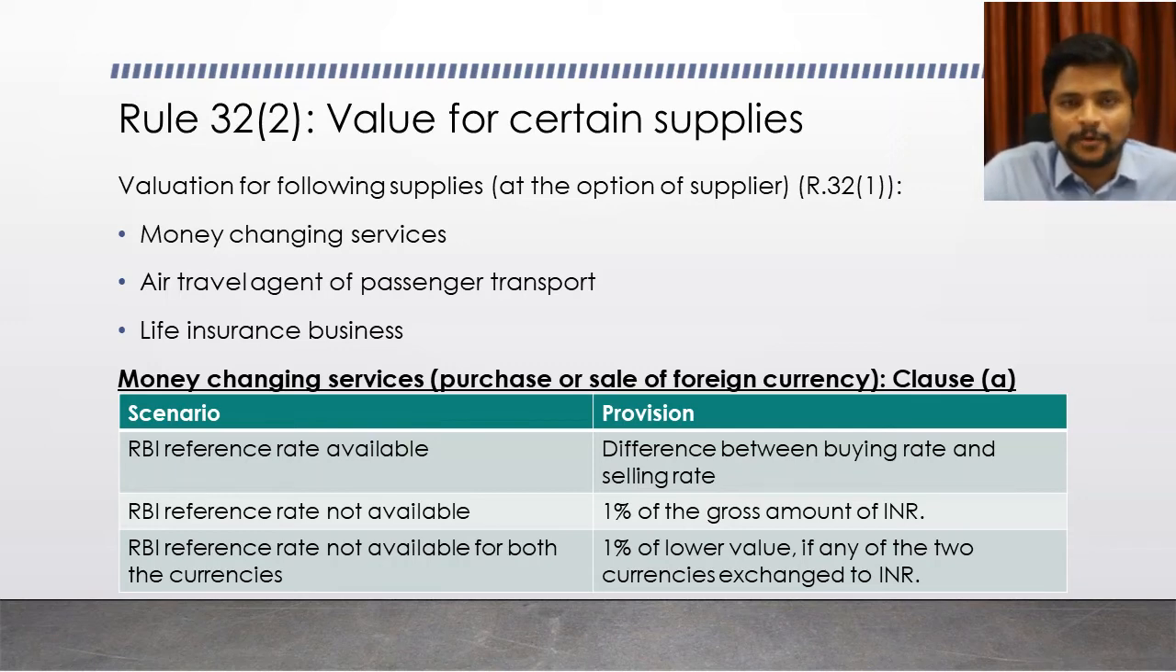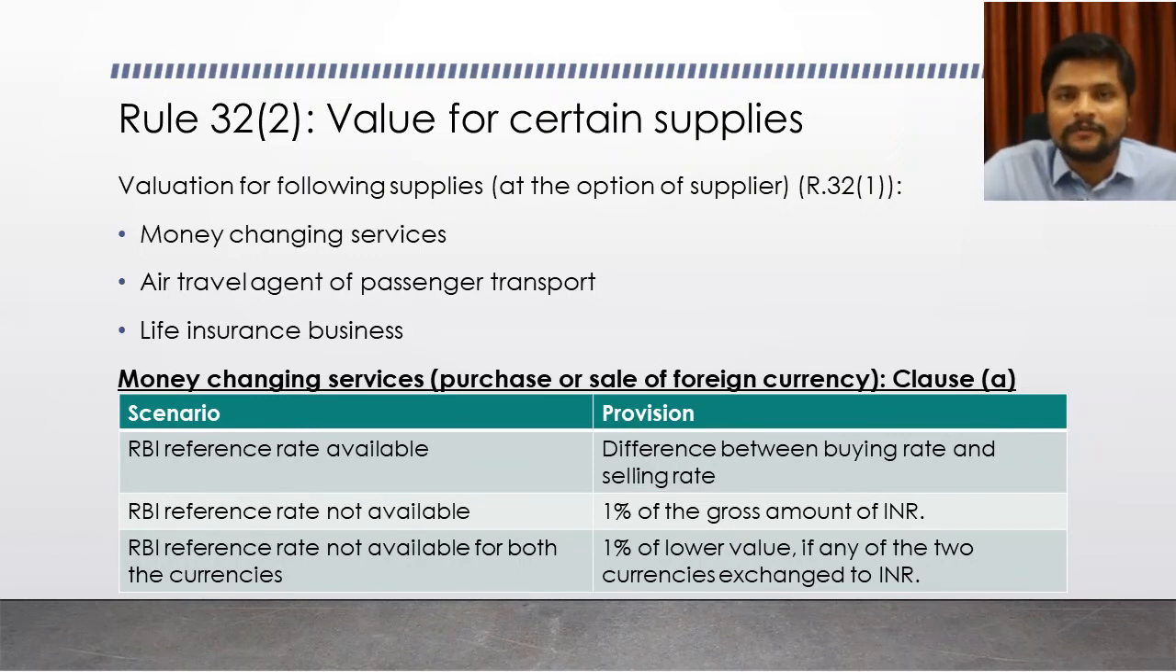How to understand this provision? See, you are going to pay in Japanese yen. You wanted to buy US dollar, but this transaction you are doing in India. It means it is not the local currency. Both these currencies are foreign currency. So in that case, the reference rate for these two currencies are not available. It means RBI reference rate is not available for both these currencies.